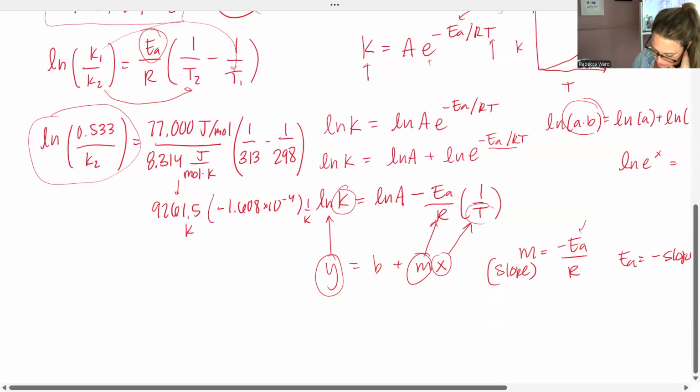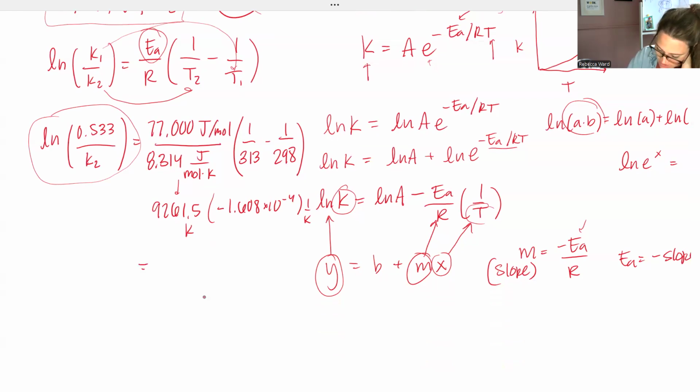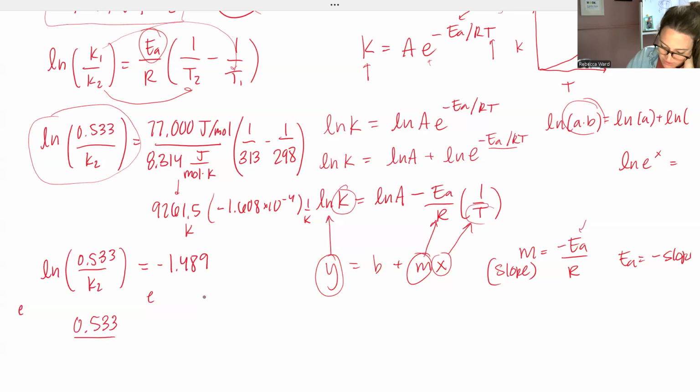So I'm going to do 9261.5 times that negative 1.608 times 10 to the negative fourth. That got me negative 1.489. All right, that's now unitless. That equals the natural log of 0.533 divided by K2. Right, I'm going to bring both sides to E so I can get rid of that natural log. So I'll have 0.533 divided by K2. This is in its rate constant units. We're also going to get that for K2.